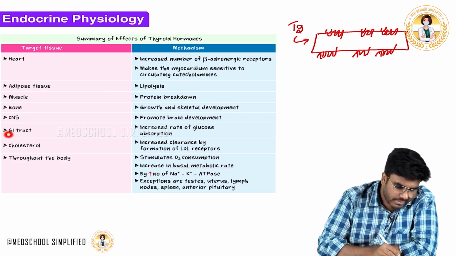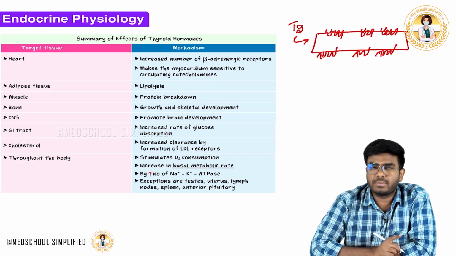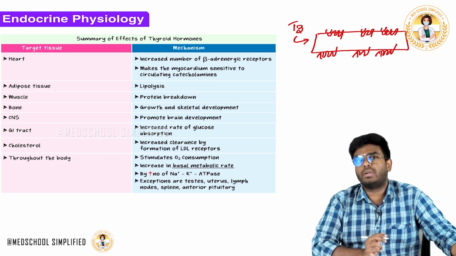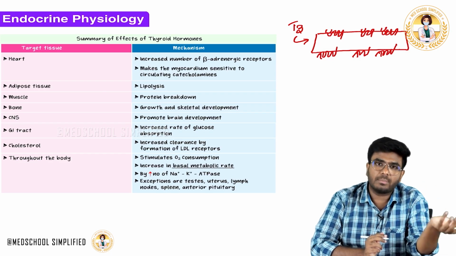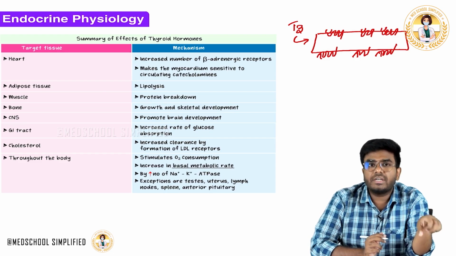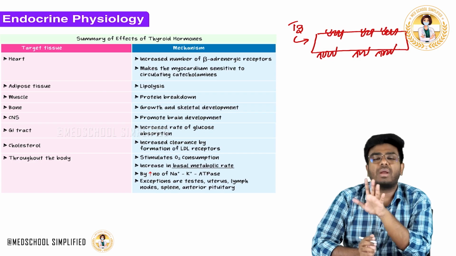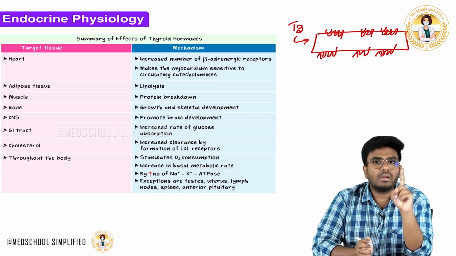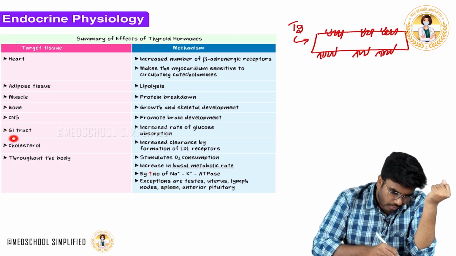So thyroid hormones act on the GI tract, and by acting on the GI tract, they increase the glucose absorption. Not only that, please remember thyroid hormones increase the GI motility. If the thyroid hormones are not there, GI motility decreases. If GI motility decreases, that will cause constipation. That we will see in hypothyroidism. But for now, thyroid hormones increase the GI motility. That's it. Thyroid hormone increases the glucose absorption. Done.